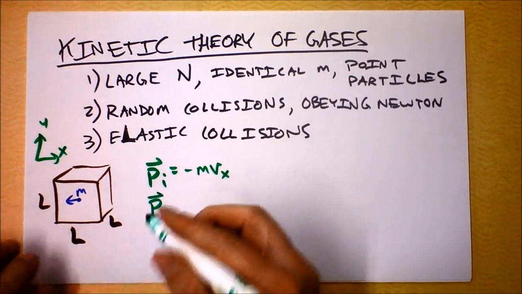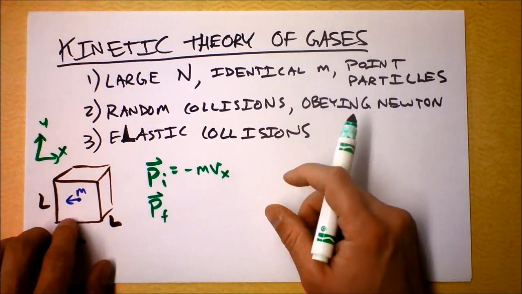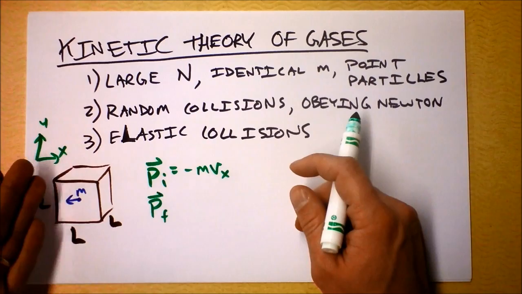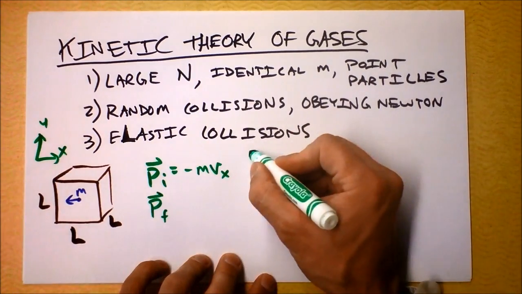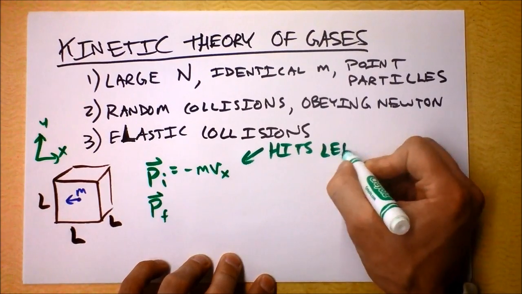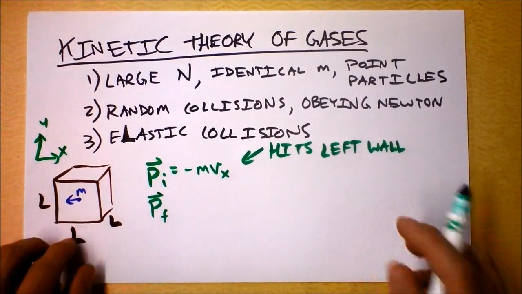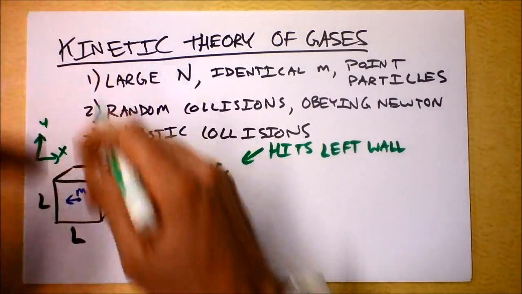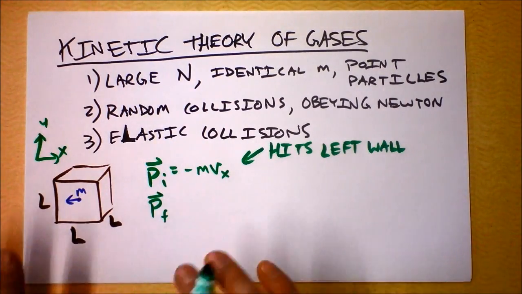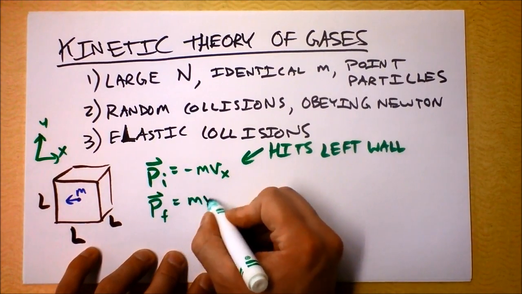I actually don't care what's happening in the y direction or in the z, which would be towards us and away from us. I only care that when it hits this left wall, it will change its direction in x. So if it were to hit the top wall, it would change its direction in y. But let's just focus on the x for a moment. And this would be positive m times v_x.